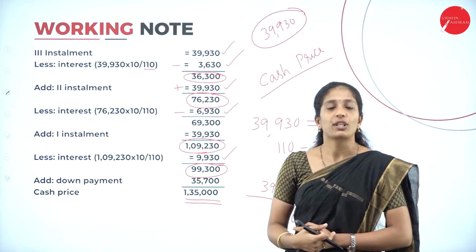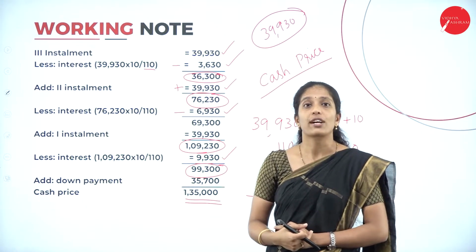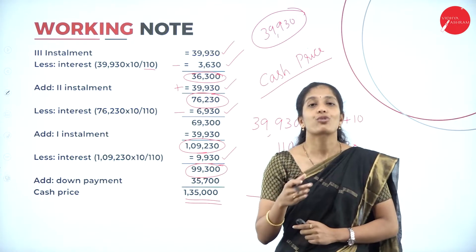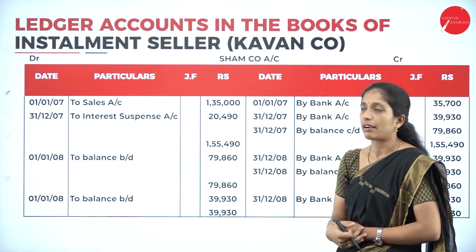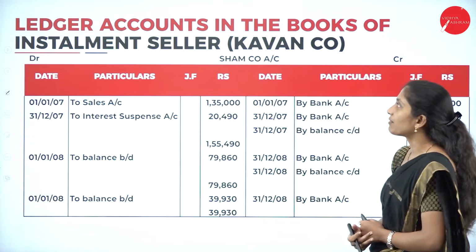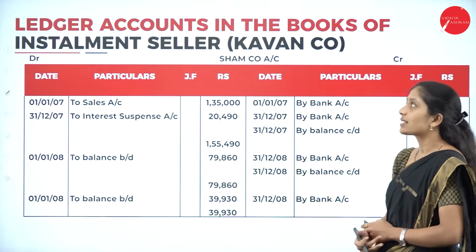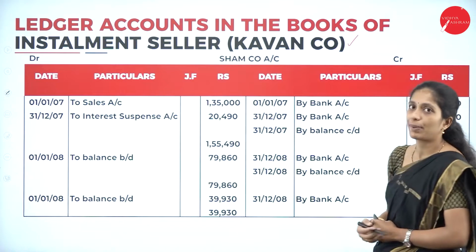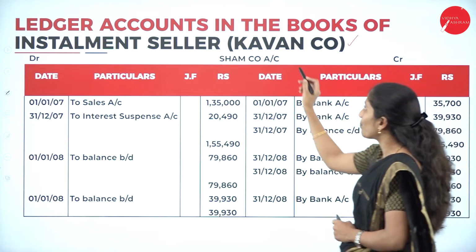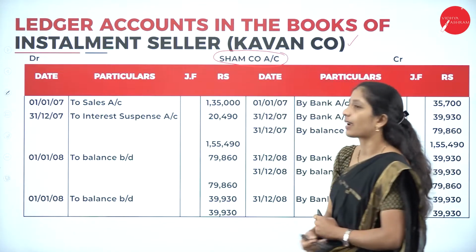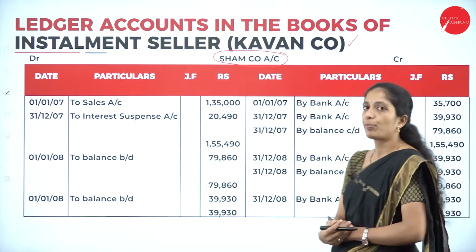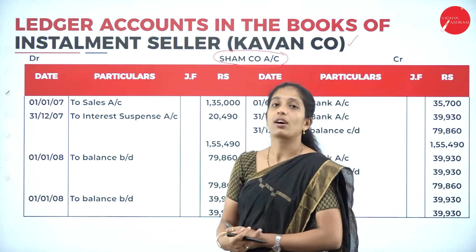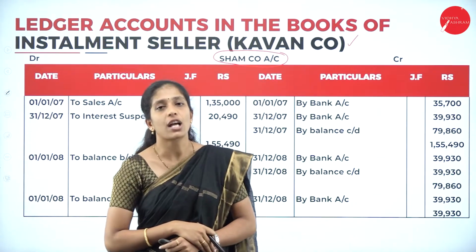So here no need to calculate the depreciation. As I told, we are going to prepare entries in the books of installment seller. Now directly go through the ledger accounts. Ledger accounts in the books of installment seller. Now who is the installment seller? Is Kavan Company. Now first account to be prepared is installment purchaser's account. Who is the installment purchaser? Sham Company. So we have to prepare entries in the ledger account of Sham Company first.